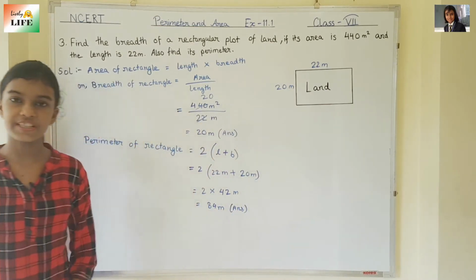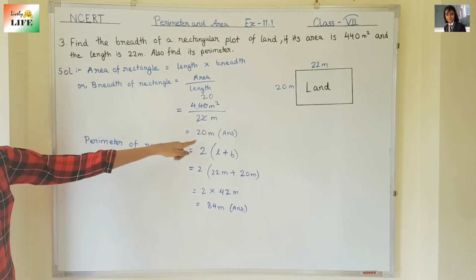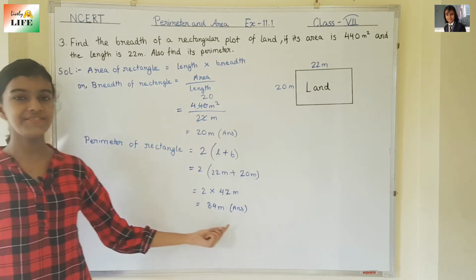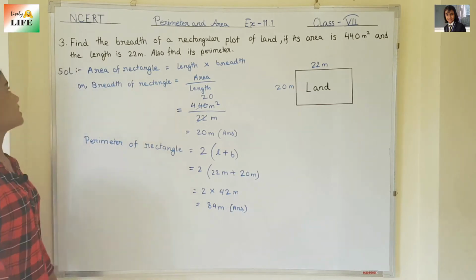The perimeter of the rectangle is 84 meter. We have found the breadth. It is 20 meter and the perimeter is 84 meter. With this we have completed question number 3.